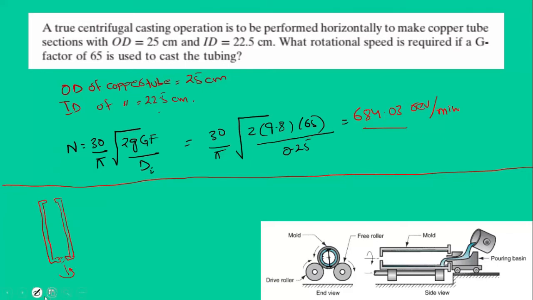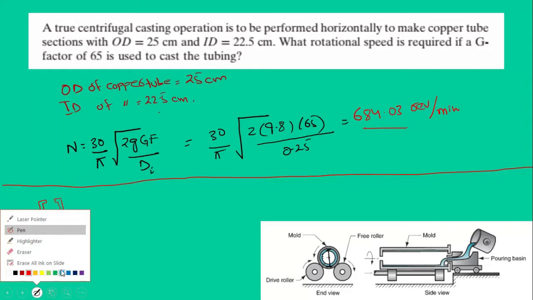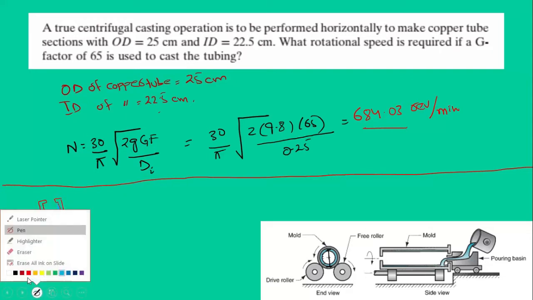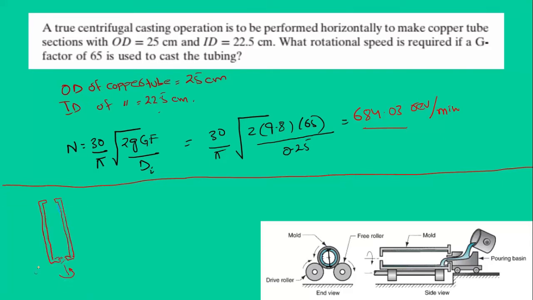So once the molten material settles down along the mold wall here, it's not visible. Once the molten material settles down along the mold walls, there's one additional factor in the case of the vertical centrifugal casting, that is the gravity.